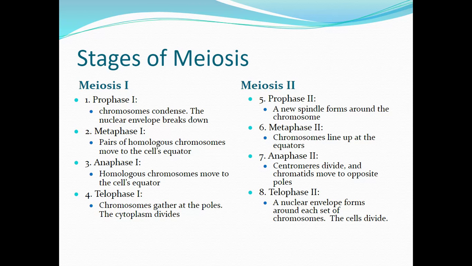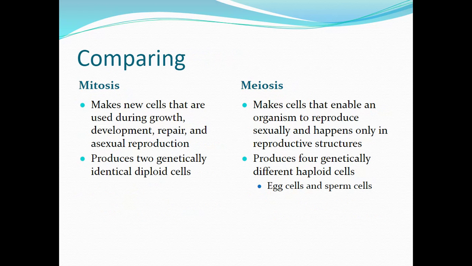Also, at the end of telophase 1, we'll go through cytokinesis and you have 2 cells and they are still diploid. But at the end of telophase 2, that nuclear envelope reforms and now we have 4 cells that are haploid, or half the genetic information. And those cells are gametes.